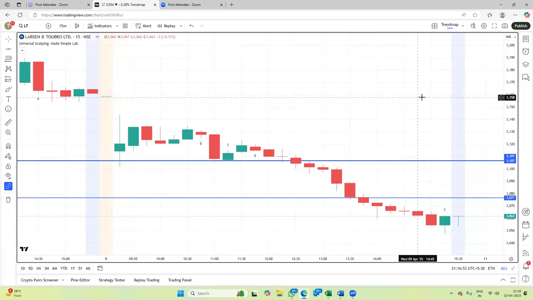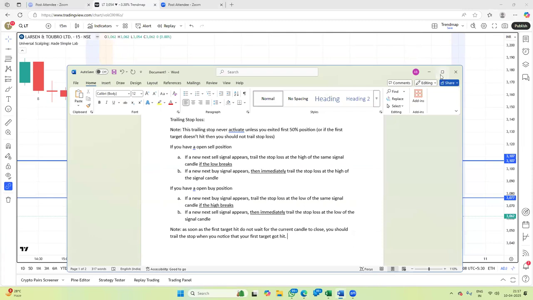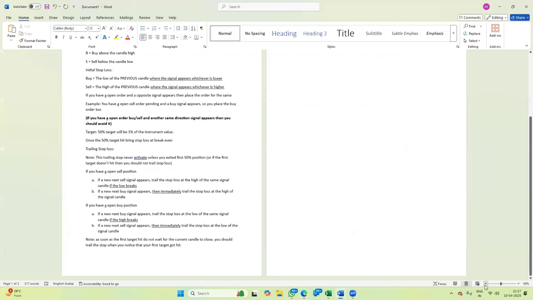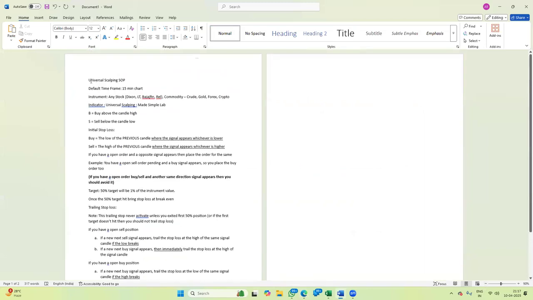We are trading multiple instruments, and multiple signals may appear in a day. That is the reason we become hard based on the logic and the style of the trading. So I believe I have covered everything and our SOP is completed.